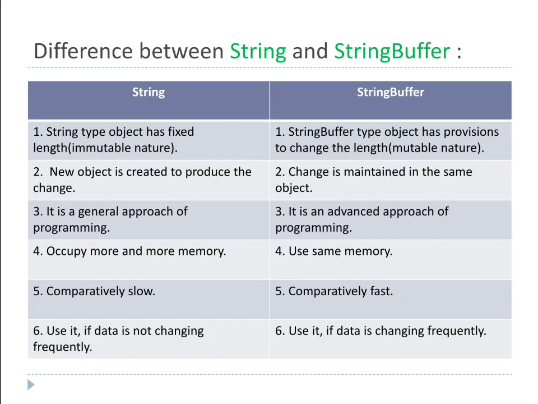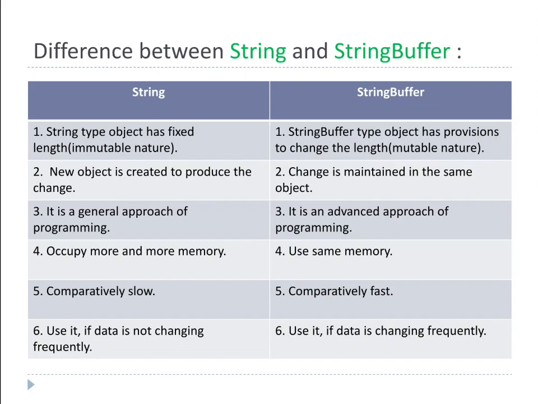String is the general, predefined approach, and then we have an advanced approach because String has some drawbacks. That's why we got this new thing, the advanced approach. String occupies more and more memory when we create again and again. When we change something in String, memory is allocated again and again. That's why it occupies more and more memory. And StringBuffer always uses the same object, the same memory. That's why it uses less memory.